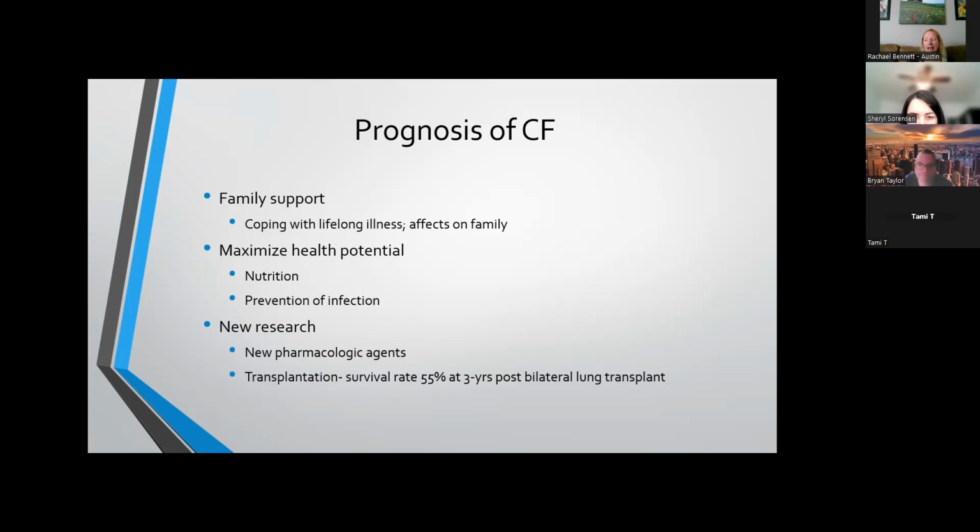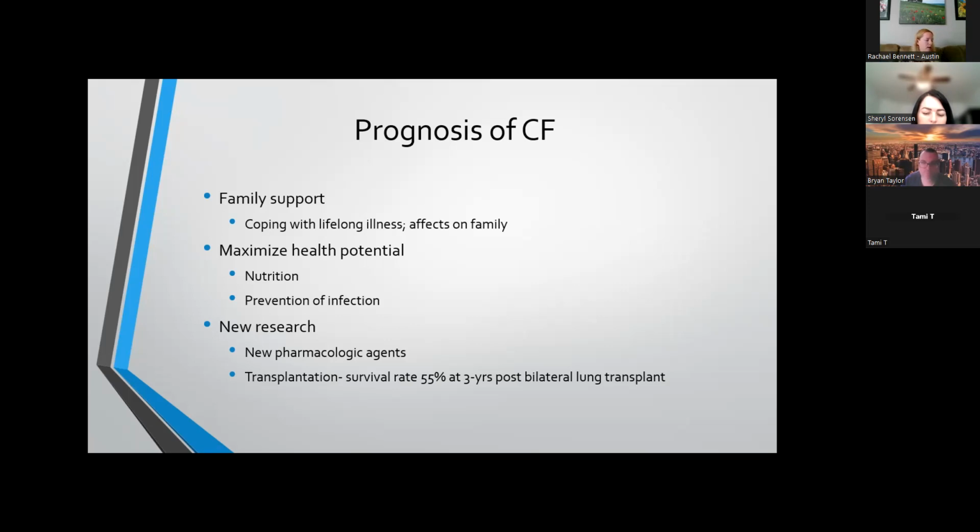So survival rate now is about 55% at 3 years post-transplant, which again is a huge increase over where it's been, because we are so much better at our surgical procedures, at our management of post-transplantation. So this used to be a death sentence. So it's another thing that's getting better based on the ways that we have to treat it.